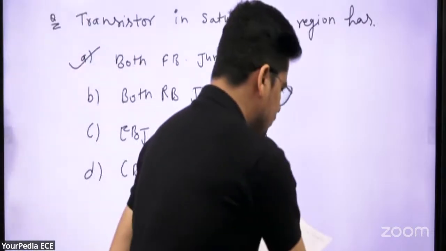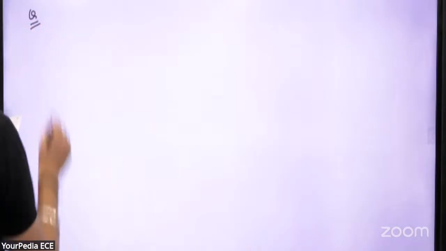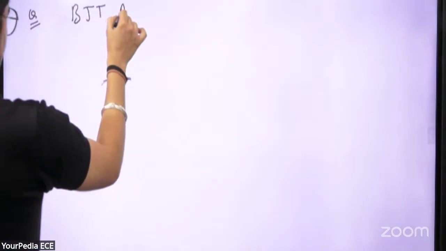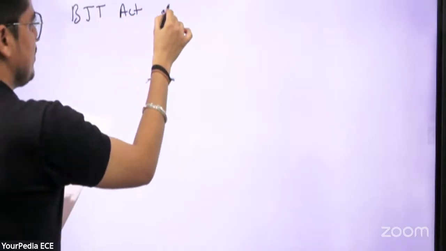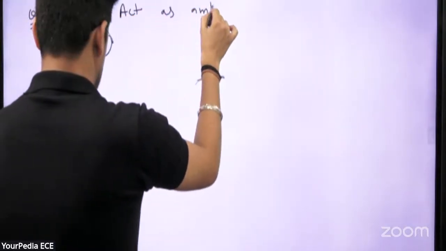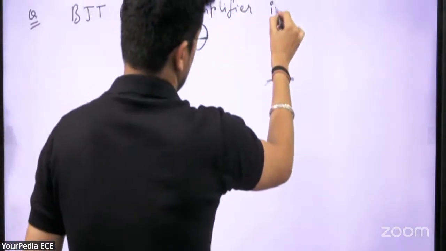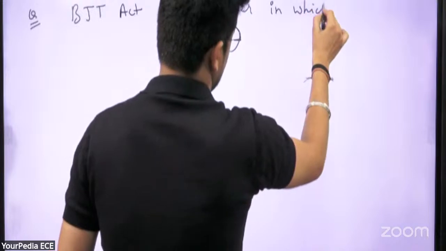Okay. The next question is that the BJT. See, some questions are tricky questions. BJT acts as an amplifier in which region?